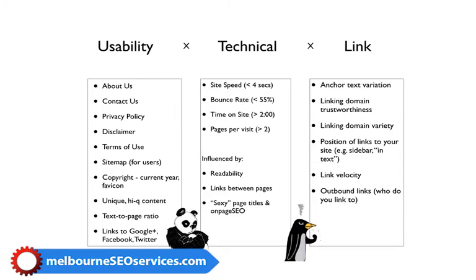So you want to make sure that you've got a good sitemap where someone can go and find all of the pages on your site. You want to make sure that your copyright is up to date. So rather than having down in the footer a thing that says copyright 2006, which makes it look like you haven't updated your website in however many years, you want to make sure that that's up to date.